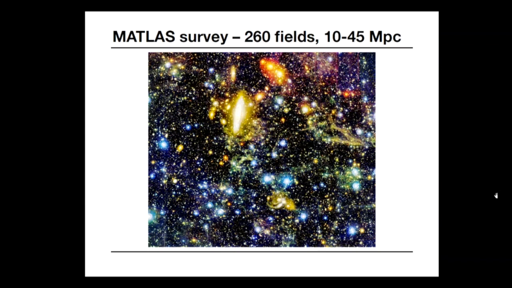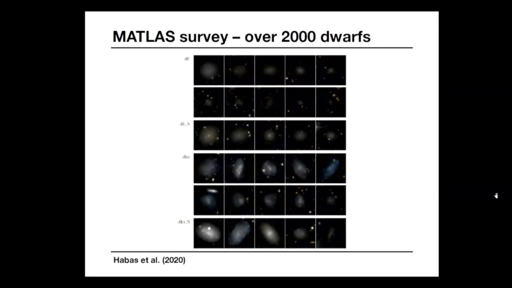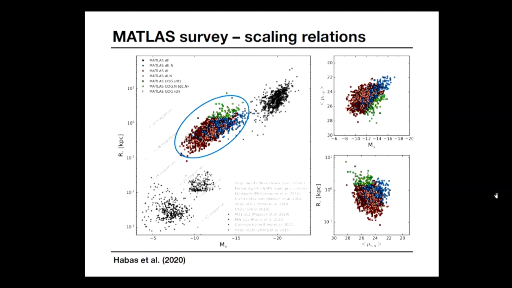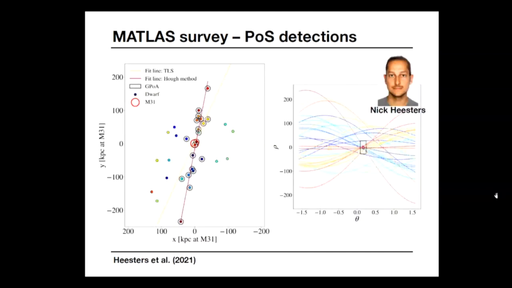But the problem here was that we always looked at individual systems, which is kind of bad if we want to do statistics. So here's a survey, the MATLAS survey. It observed 260 early type galaxies between 10 and 50 megaparsec. In this survey, over 2,000 dwarf galaxies were discovered. And Nick Jesus is also here, and he will talk about that later. He studied the distribution of the dwarf galaxies in this survey.